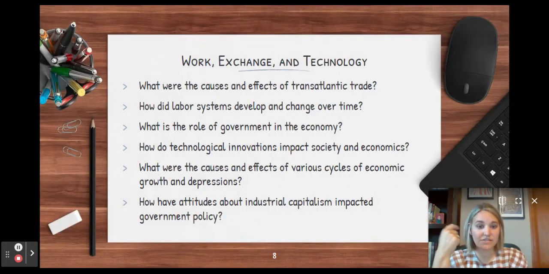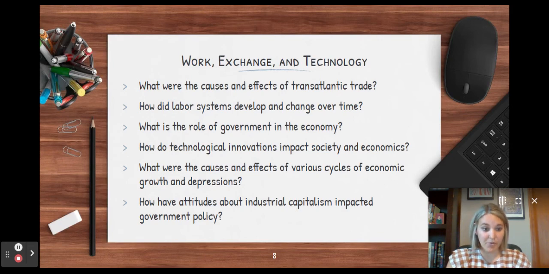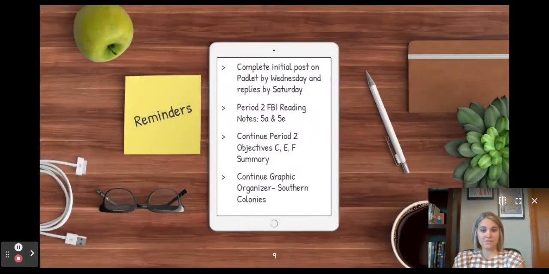So here are some guiding questions for you to consider with this theme. What were the causes and effects of transatlantic trade? How did labor systems develop and change over time? What is the role of government in the economy? That's especially true during the Great Depression. How do technological innovations impact society and economics? What were the causes and effects of various cycles of economic growth and depression? And how have attitudes about industrial capitalism impacted government policy? So those are your main things to consider throughout the year. And hopefully by the end of it, you'll feel super comfortable answering these essential questions.